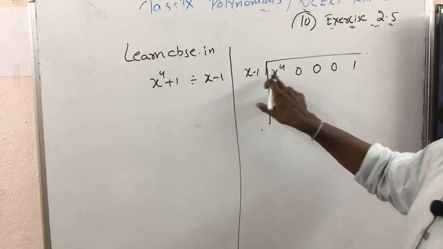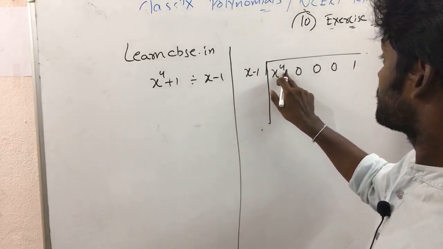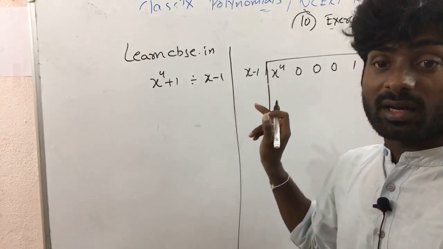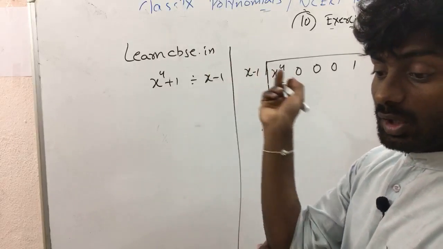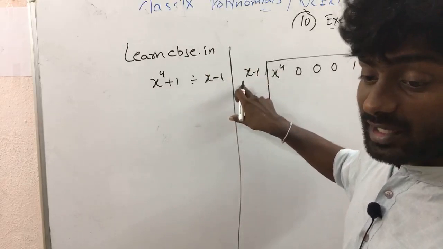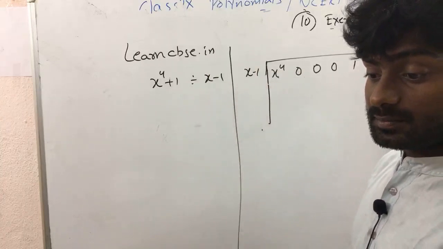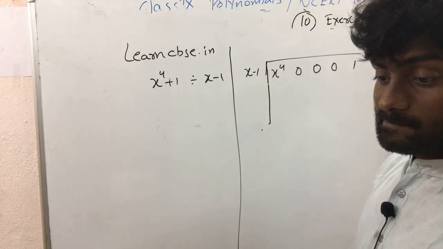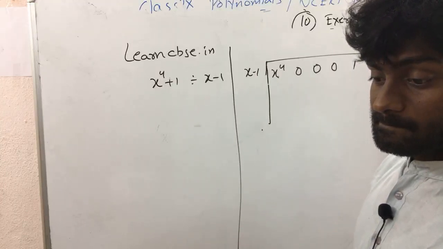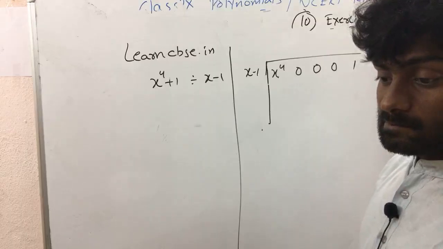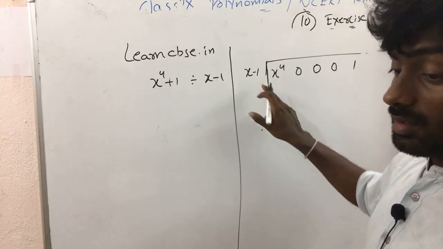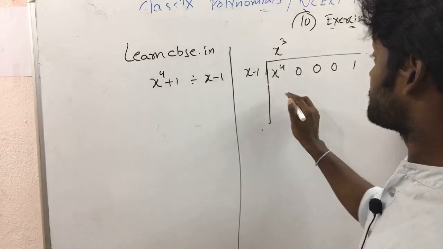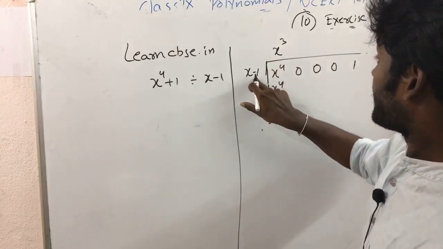Now see, here we have x power 4 and the constant. So what should be multiplied with x to get x power 4? Deepali, you can respond, it is very easy for you. It is your doubt. So x into x power 3, you will get x power 4, minus 1 into x cube.